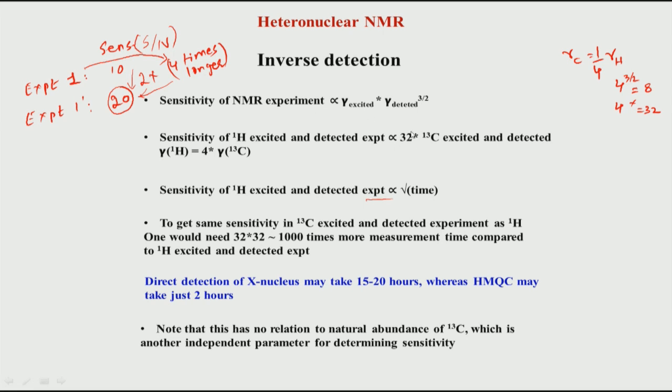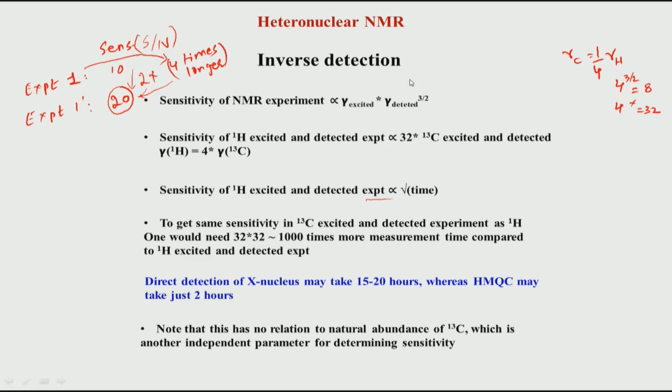Before going to that, you can see here that the sensitivity we are talking about in terms of time has nothing to do with natural abundance. This is something which many times is confused. People think that carbon 13 is less sensitive because of the gamma or because of natural abundance. One should keep in mind that both are important. So, if I take care of this here, I am taking care of only the gamma part.